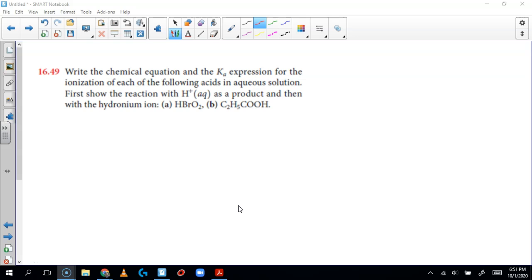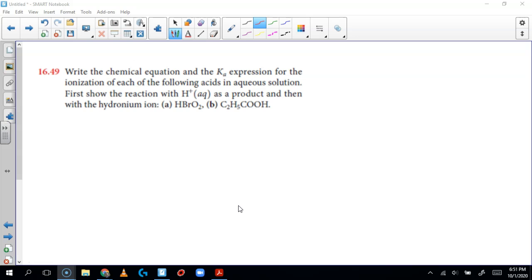Hey everybody, I wanted to spend a little bit of time going over question 16.49 in Brown-LeMay-Bursten. In this question, in essence, we're asked to write equilibrium reactions for acid reactants, and then we're going to write a Ka for it. But in the end, I think that writing the reaction is the more important part of this. I'll do both parts.